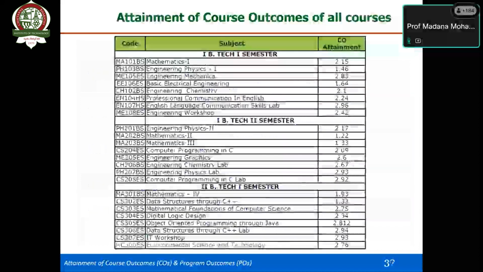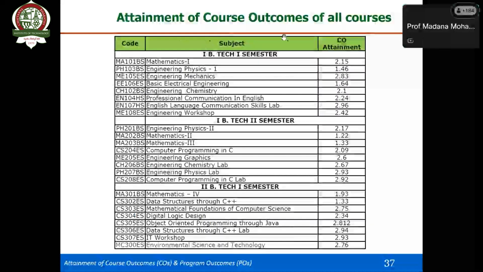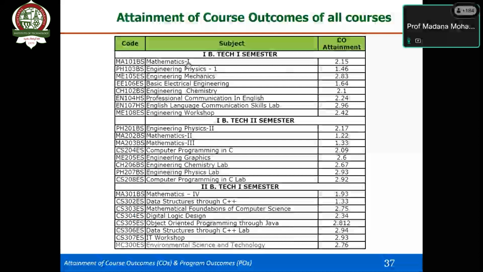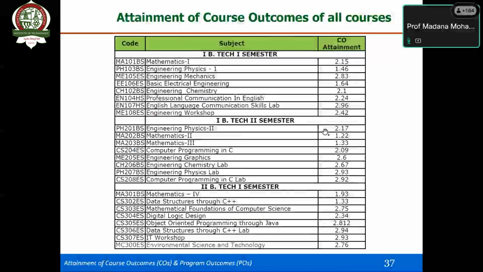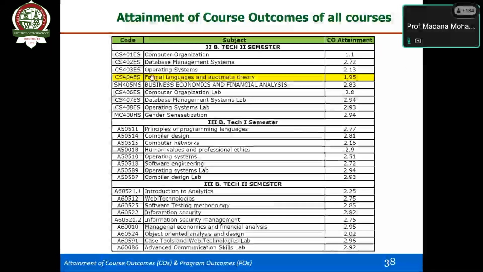So like that, here you can see all the courses of the program offered by the particular department. For example, for this particular department, BTech, first semester, second semester, till 8th semester, all courses and their overall CO attainment values are listed here. So our sample course, what we have considered, is formal language and automata theory. This is the overall CO attainment value 1.95, whatever we have seen.